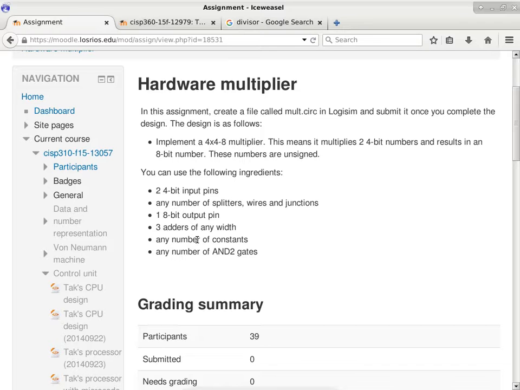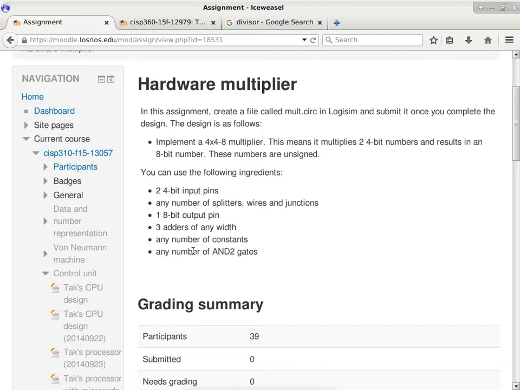So, any number of constants, okay? Technically speaking, you only need one, because we can use splitters and stuff like that. But it's convenient to have constants sprinkled around the design, so I'll just let you use any number of constants. You can also use any number of AND 2 gates, okay? But only AND 2, not AND 3 or AND 4. AND 2, okay?